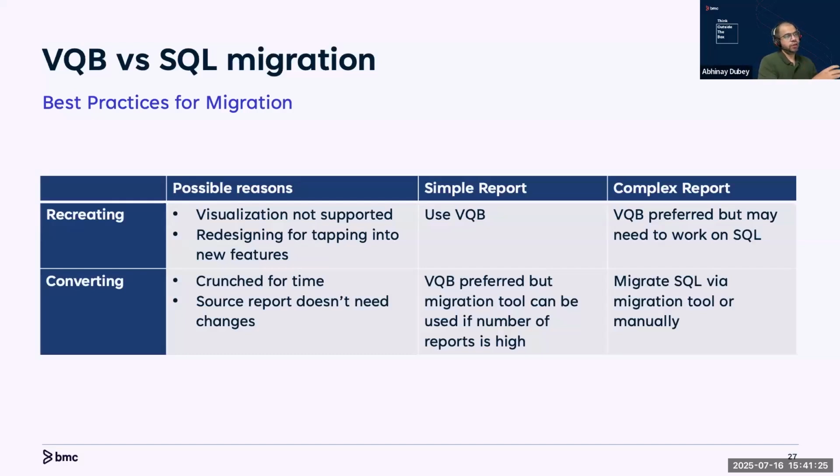The other option when you're converting: Visual Query Builder is still the recommended way. But if you're crunched for time, you can maybe run most of the reports through the migration tool. And like I said, only for the top priority reports, consider if you want to use the tool or other options. Where the migration tool doesn't work, manual migration is the way to go, especially for the complex ones.